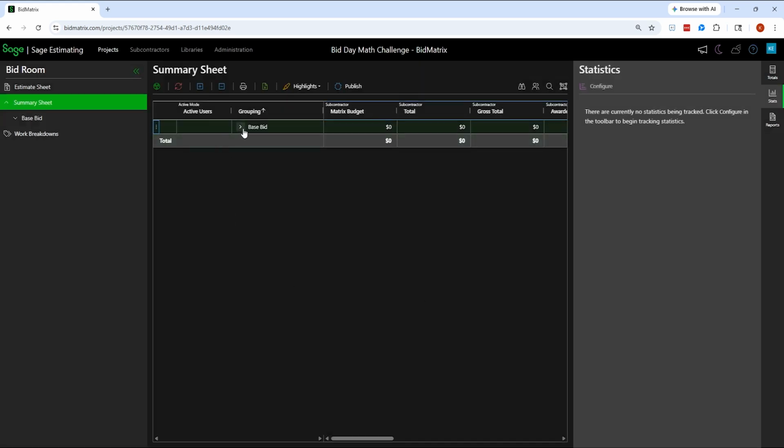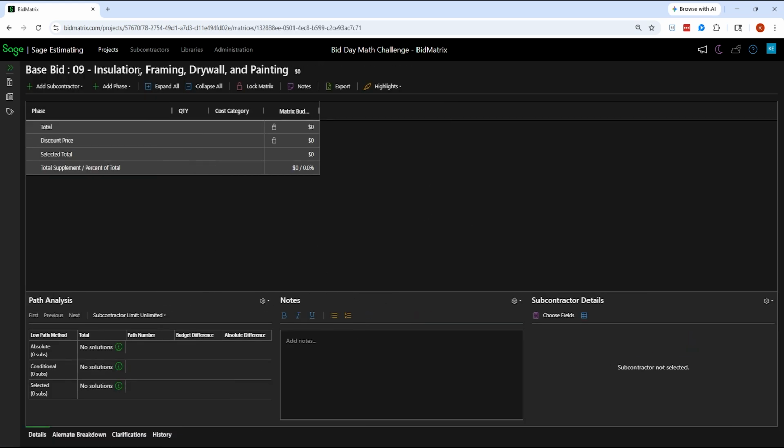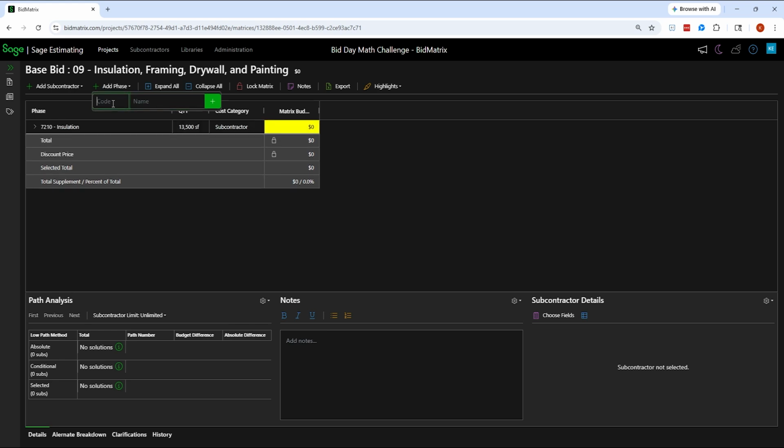So as I look under my base bid here, I'll see that particular bid grid that I've started. And this basically brings up the bid grid where I'm going to analyze those different numbers. So the first thing I want to do is get all my different scopes in here of what I'm going to check on completeness for. So I'm going to go ahead and say that I've got a 7210. And all I did is hit enter there.